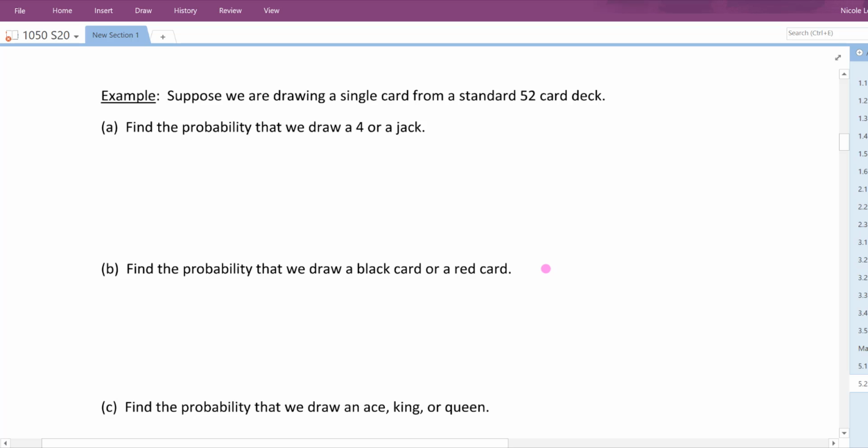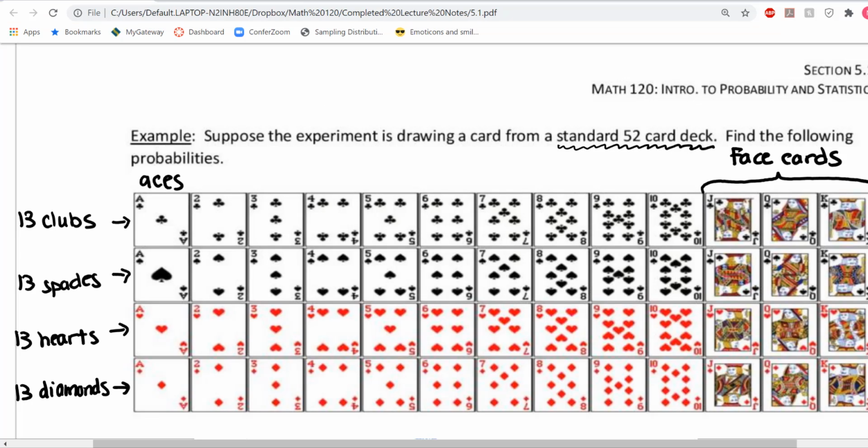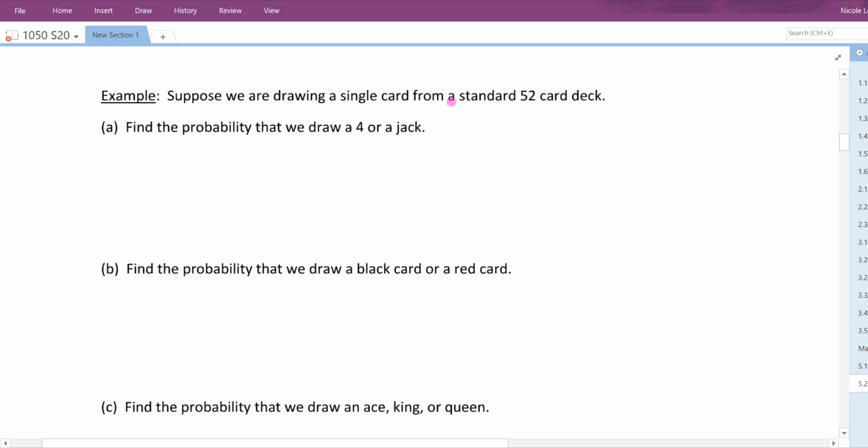So it says, suppose we are drawing a single card from a standard 52 card deck. We dealt with the deck of cards in the previous section, so let me pull up that image that we saw before. This is from the 5.1 notes where we were dealing with the deck of cards. I'll refer back to this image just in case some of us aren't too familiar with using the deck of cards. It's nice to have a picture of it.